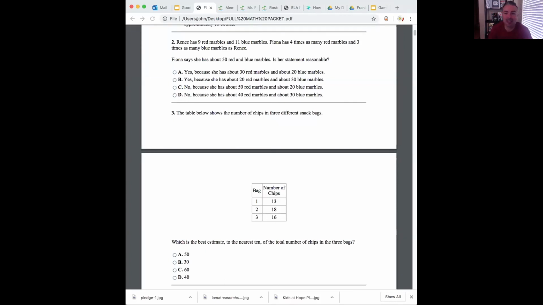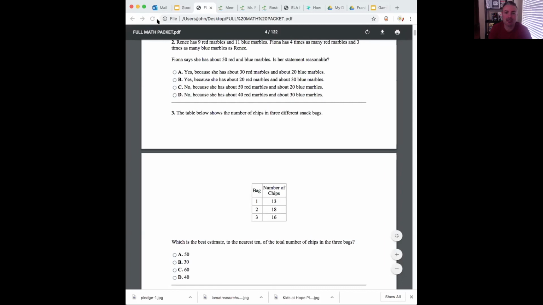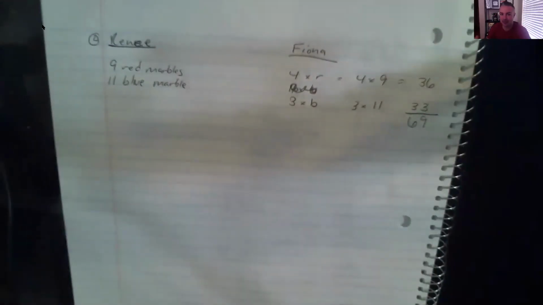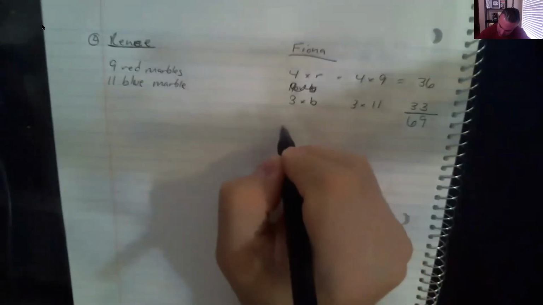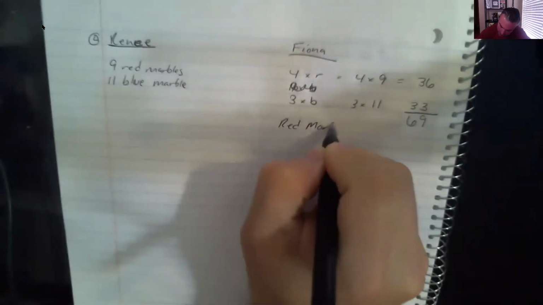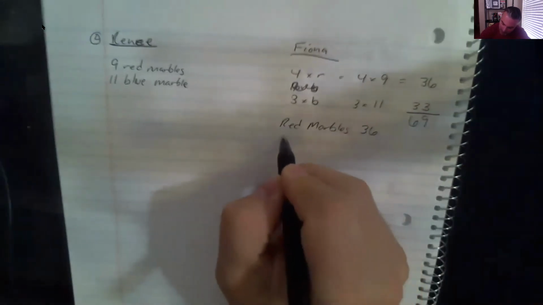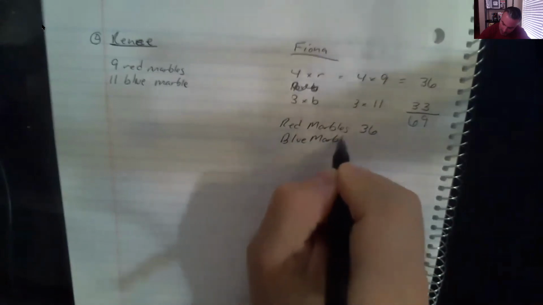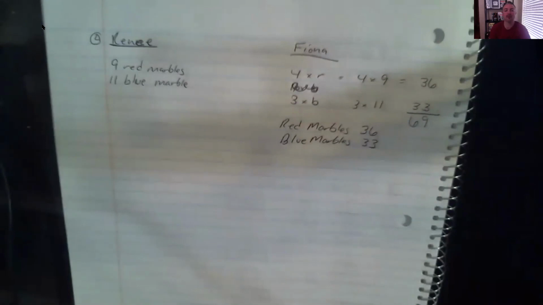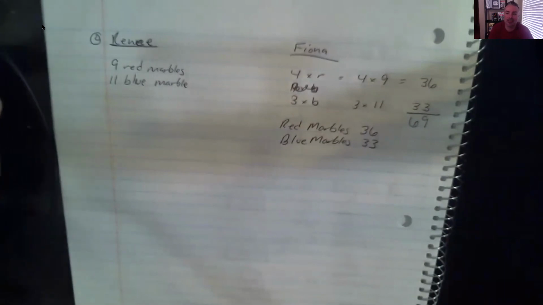All right, so let's look at this and determine, is this statement true? Let's take one quick look back at our camera, just so we know what we're dealing with. Fiona has 36 red marbles and 33 blue marbles. Okay? So let's look at the statements now and see which one of them is true based on what we know.